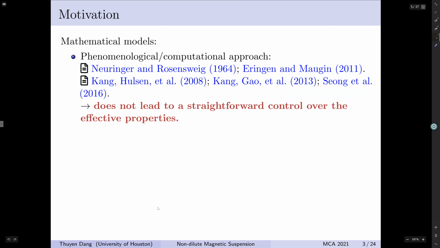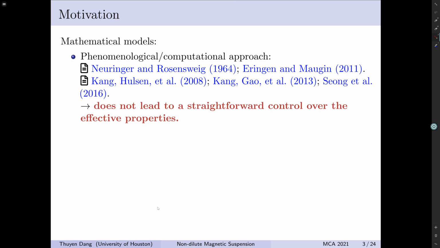Usually there are two approaches. The first one is used by some physicists and engineers. The first model was derived by Neuringer and Rosensweig in 1964. Later we also have a series of numerical simulations published in 2008 by Kang and his colleagues. However, those models don't lead to a straightforward control over the effective properties. So the question is, can we find a model depending explicitly on the microstructure and the properties of the constituents?